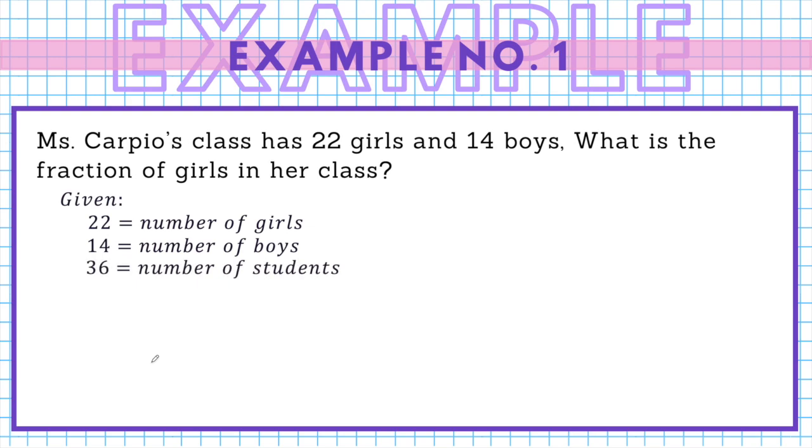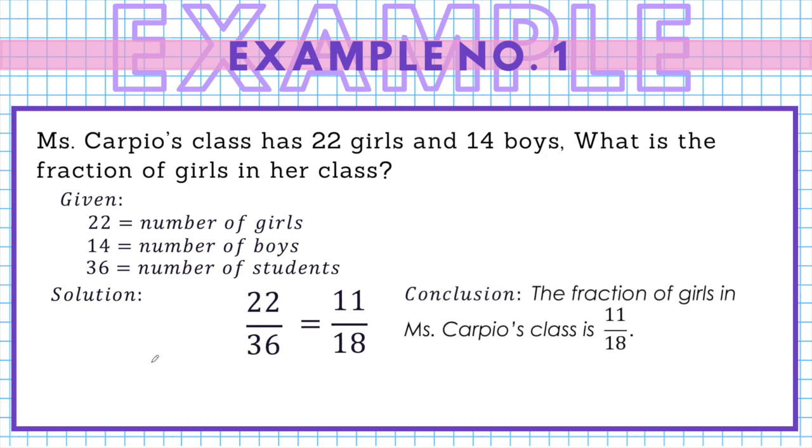Now, if we are to get the fraction of girls in the class, all we have to do is to get the number of girls and then divide it by the total number of students. Now, 22 over 36, which is 11 over 18. We can say that the fraction of girls in Miss Carpio's class is 11 over 18. So what we can get from this example is that getting a fraction of something, all you have to do is to obtain the specific number of variables over the total number of variables.